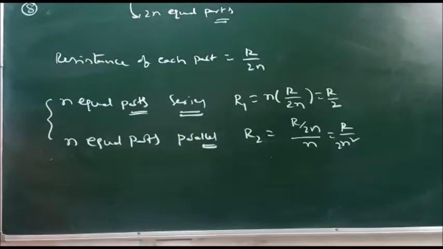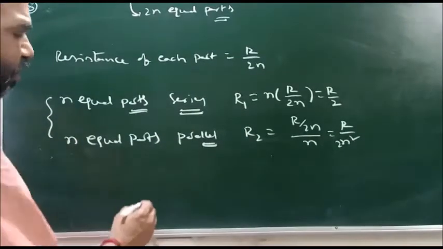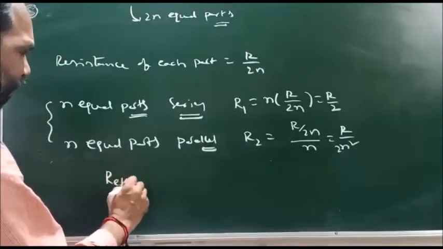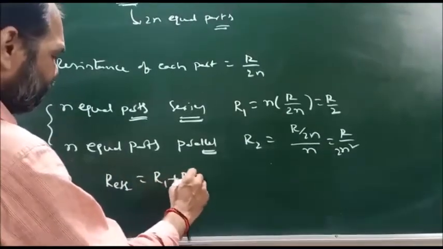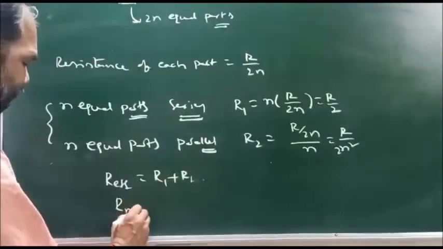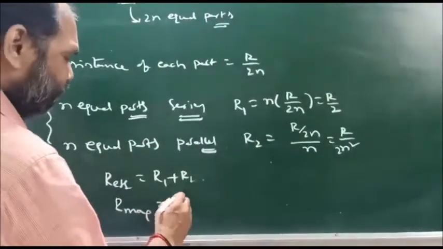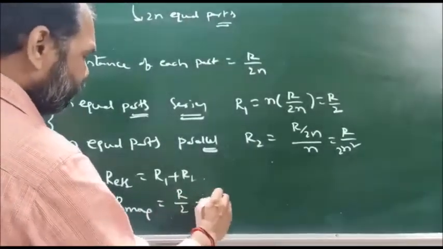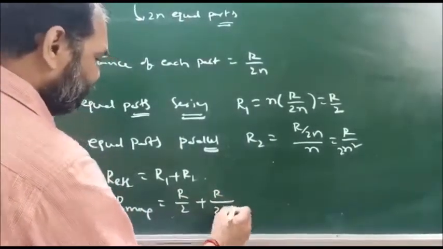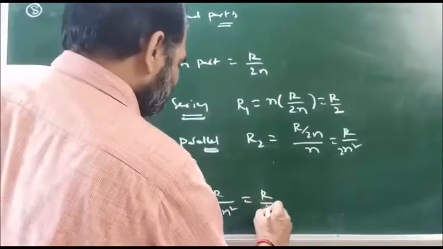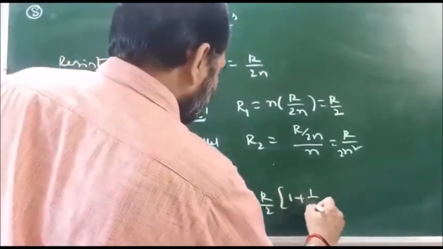Now these two parts are connected to get the maximum resistance. To get the maximum resistance, these two parts must be connected in series combination. Therefore, the effective resistance is equal to R1 plus R2. That is, the maximum resistance is equal to R1 plus R2, where R1 is R by 2 and R2 is nothing but R by 2n square. That is equal to R by 2 into 1 plus 1 by n square.